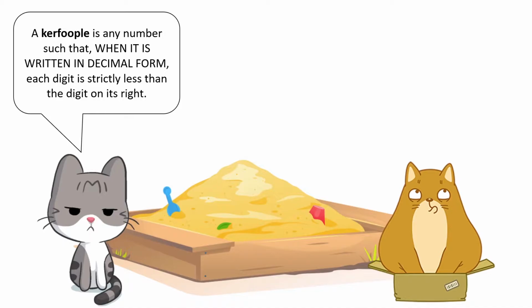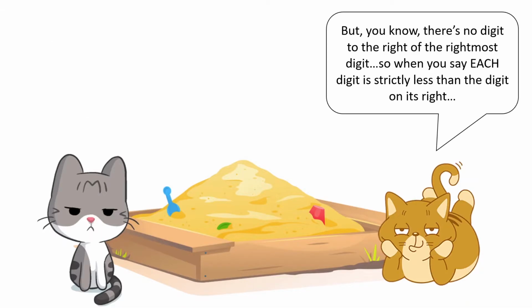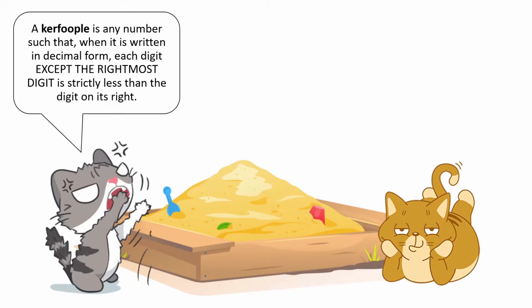And again, if your friend is a mathematician, they may continue to have questions. If they really get picky, then they might say, well, you're talking about every digit being strictly less than the digit on its right. But when you're looking at the rightmost digit, the last digit in a number, there is no digit to the right of that. So what does it mean when you say that each digit is strictly less than the digit on its right? At that point, you really might get annoyed and you revise your definition again.